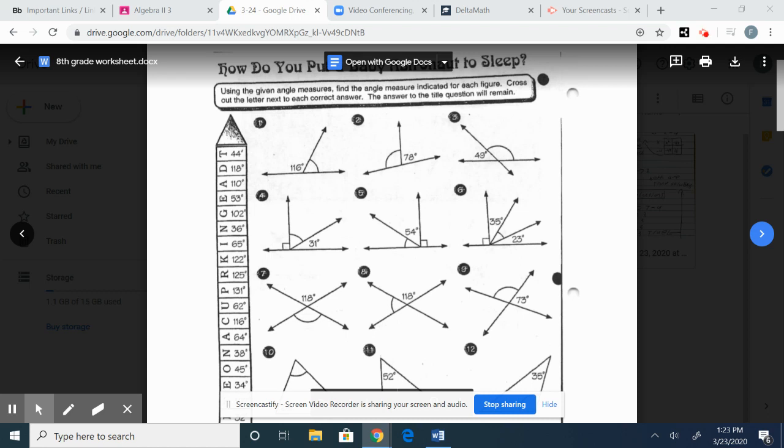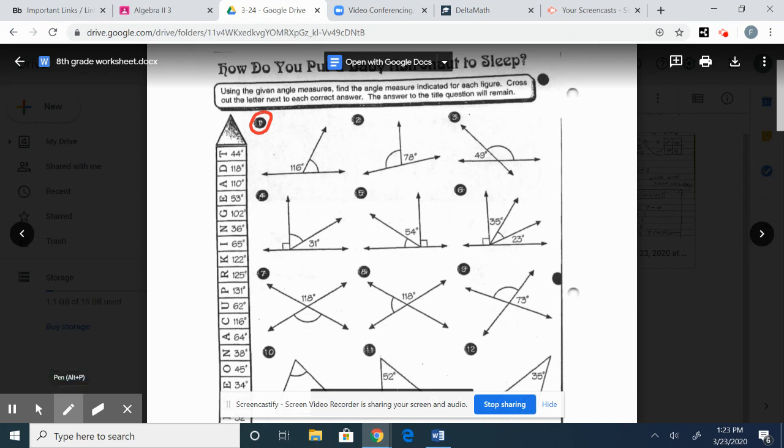Hey guys, so this is your homework that I have assigned. What I'm going to do is a couple of example problems just so you can know what you're doing and so you won't have too many problems. I have attached some notes that should help you out with this work. Let's go ahead and start with number one.